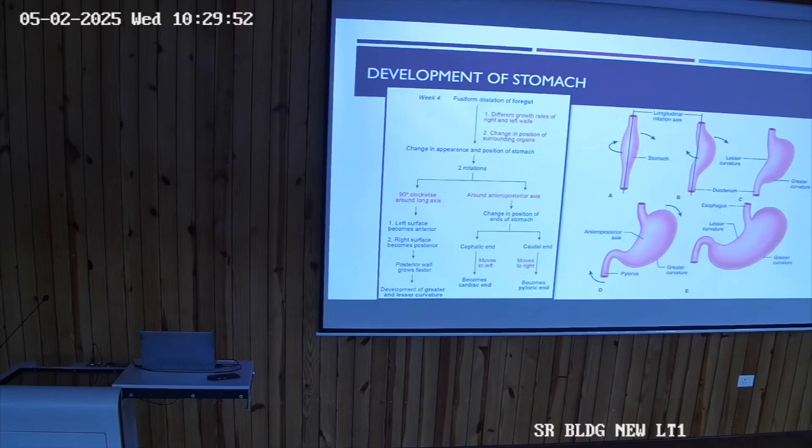One is a 90-degree rotation and one is an antero-posterior rotation of the stomach. What is happening here? Because of the differential growth in the wall of the stomach and because of the different structures growing simultaneously, there are two positional changes occurring in the stomach. One is a 90-degree rotation along the longitudinal axis and one is a rotation around the antero-posterior axis. So what is happening in the longitudinal rotation?